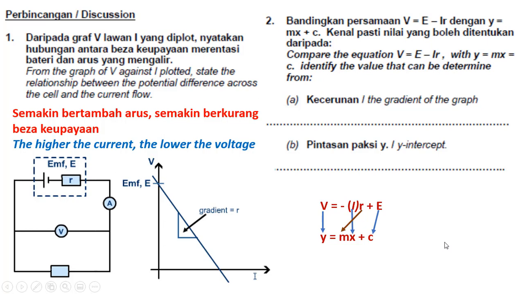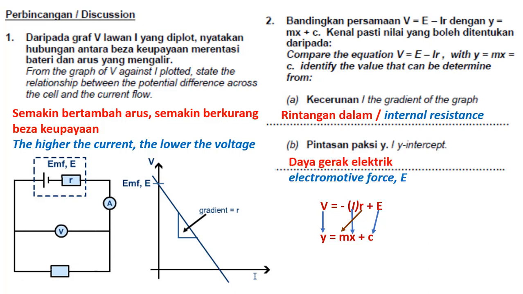So we conclude that in order to find E, we look at the y-intercept, and the gradient will give you the internal resistance r. So the gradient gives the internal resistance, and the y-intercept gives you the electromotive force E.